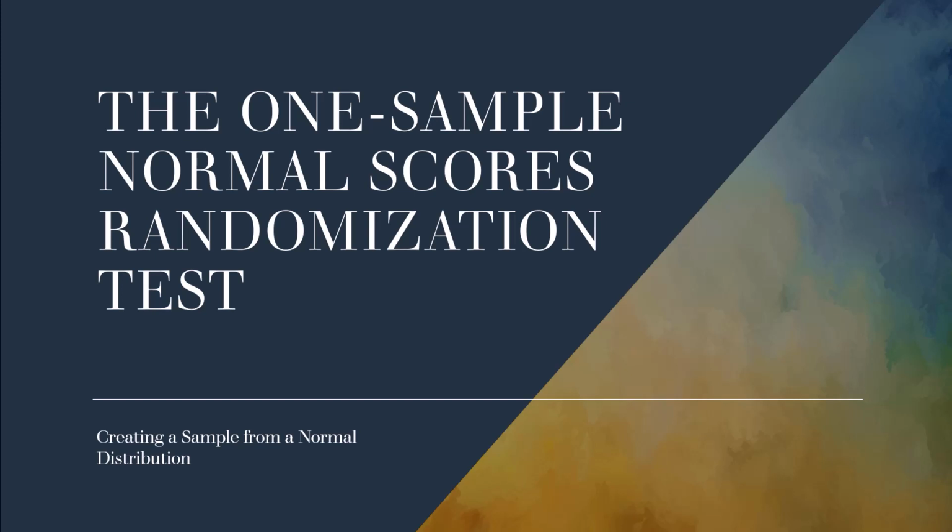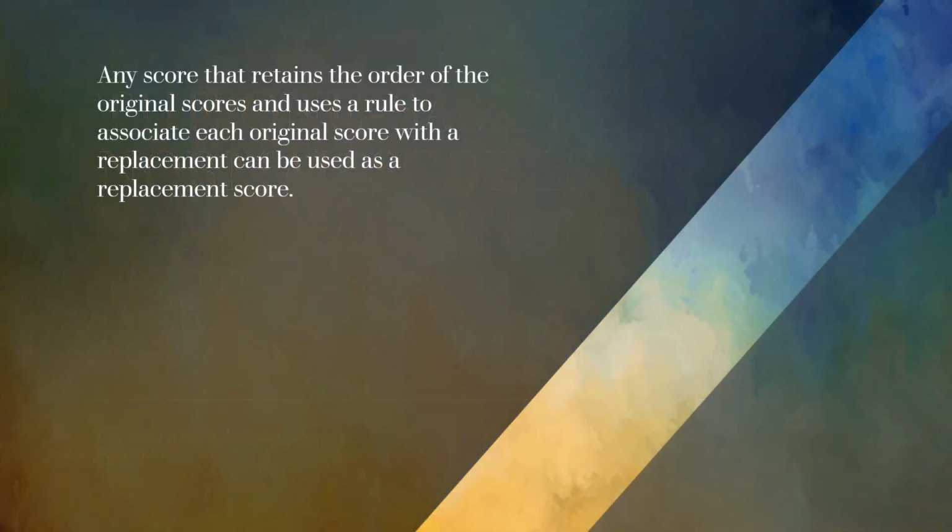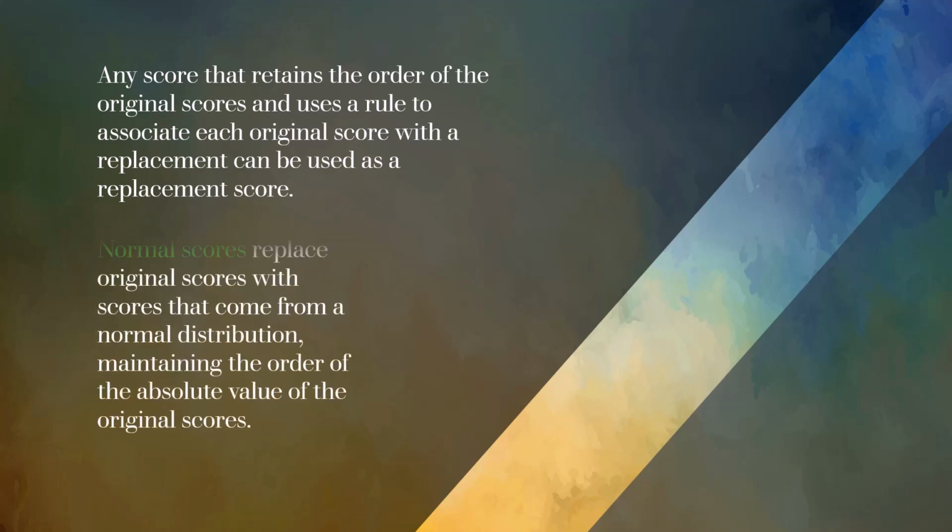scores randomization test. Any score that retains the order of the original scores and uses a rule to associate each original score with a replacement can be used as a replacement score. Normal scores replace original scores with scores that come from a normal distribution, maintaining the order of the absolute value of the original scores. The consequence of using normal scores is that we end up with scores that are from a normal distribution, even if the population distribution that our sample was drawn from is not normally distributed. We end up with a sample that is like a sample obtained from a normal distribution.